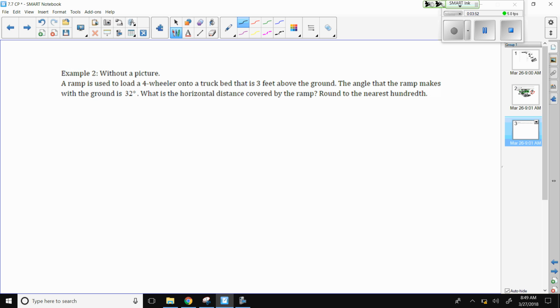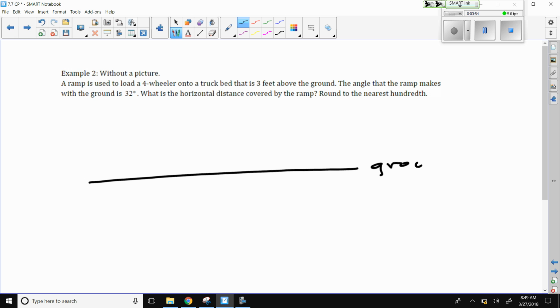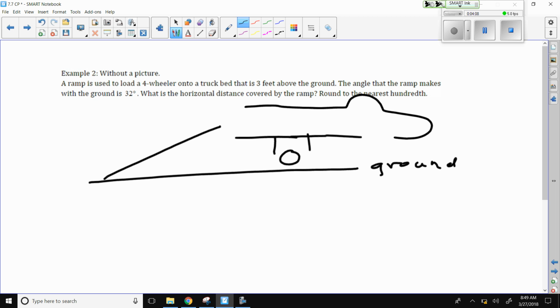Okay, so here's our ground. We've got a ramp into a truck bed here. Terrible truck drawing. There's my truck. Okay, 32 degrees here. It's 3 feet above the ground. And it wants to know the horizontal distance covered by the ramp. That's this here. Okay, horizontal distance on the ground.